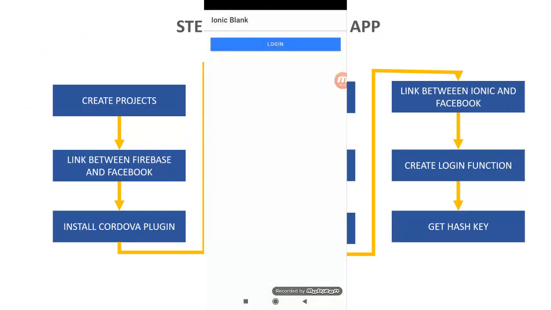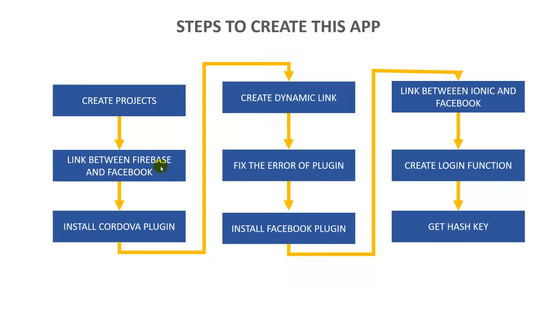First, we have to create a project, and then we have to link to the Firebase and also the Facebook, and including we have to install the Cordova plugins and create a dynamic link. And based on the Cordova plugin, there is some error we have to fix, and this is very important. And after all this finished, we have to install the Facebook plugin in order to link between the Ionic and also the Facebook. And at last, we have to get the hash key in order to make this work. And so, let's get started.